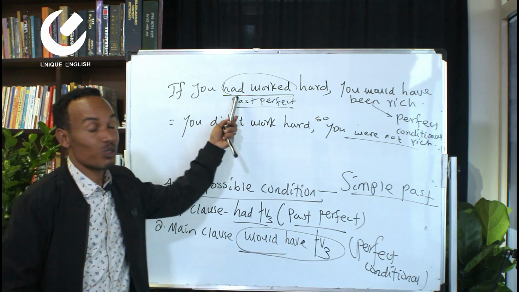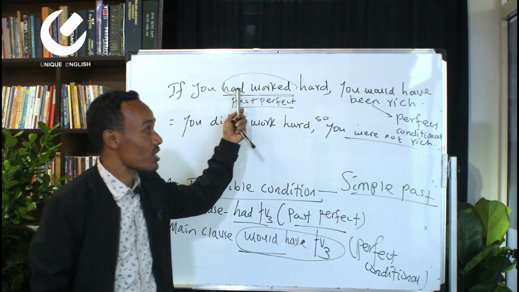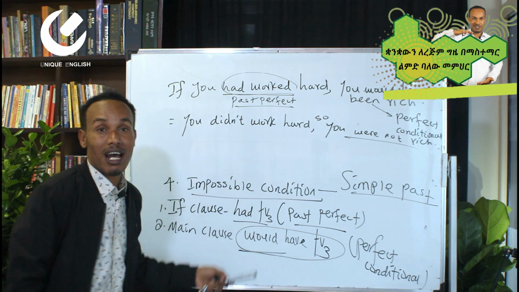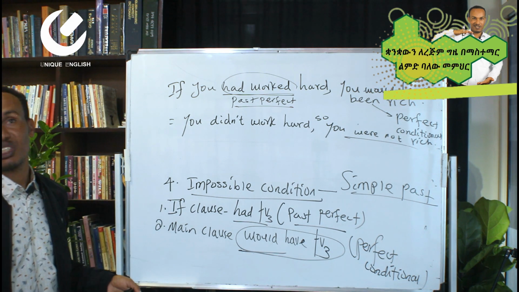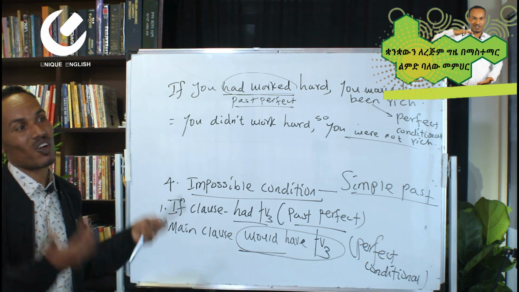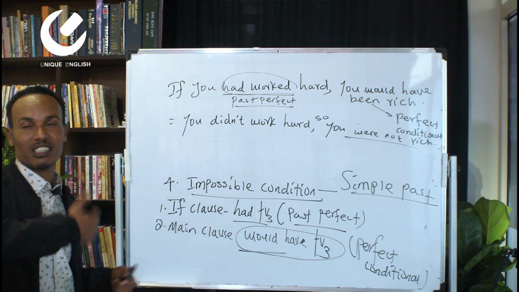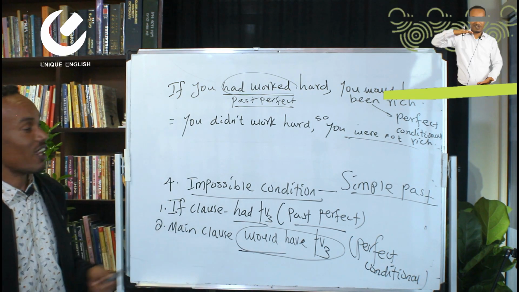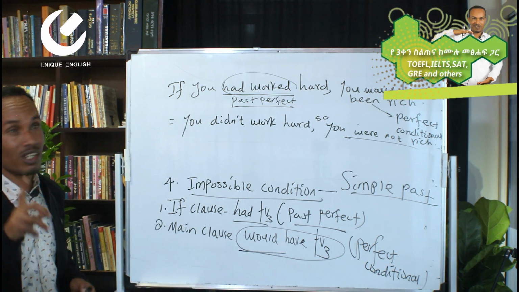So when we use this past perfect tense in the if clause, and would have and then verb 3 form of the main verb in the main clause, we are talking about some impossible actions that were not done or ever done, in the past, not in the past perfect tense, you know.